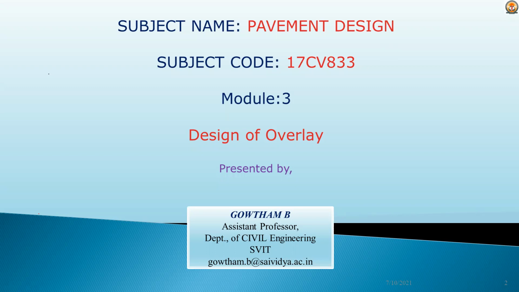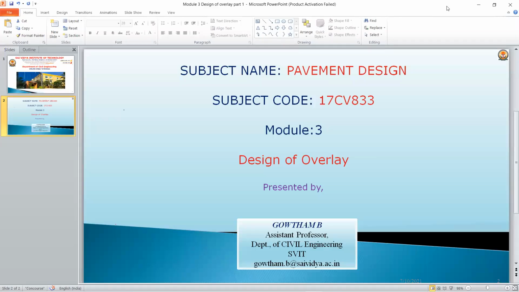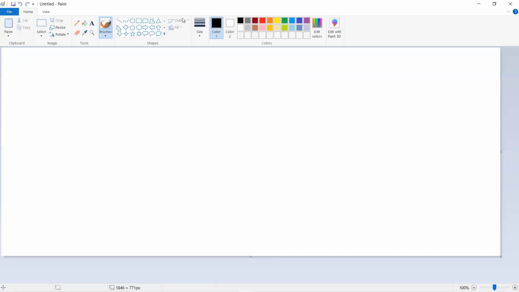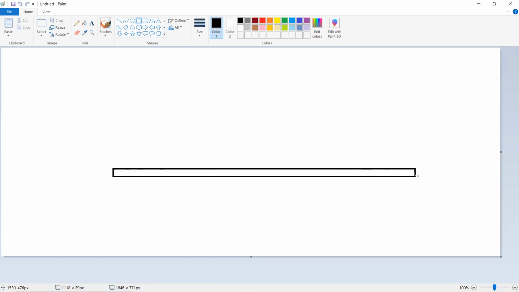So today I'm going to explain about design of overlay. Before starting the design of overlay, let us try to understand what is the meaning of overlay in flexible pavement. Now let us consider, we all know that pavement is composed of a total of 4 layers.